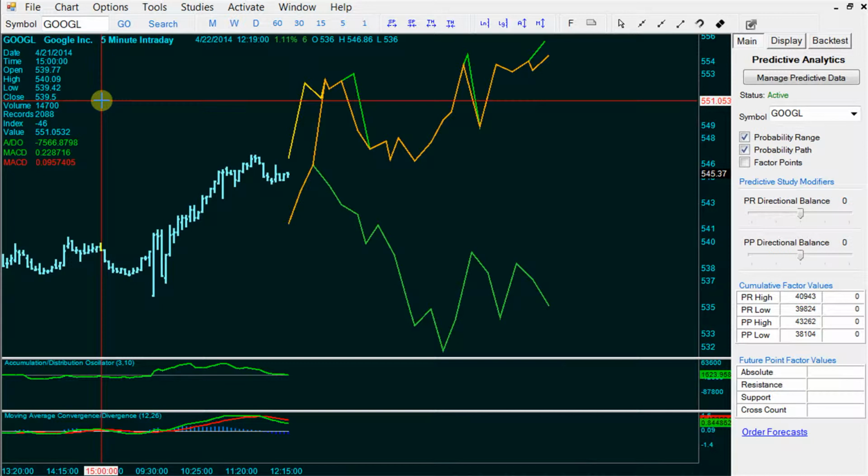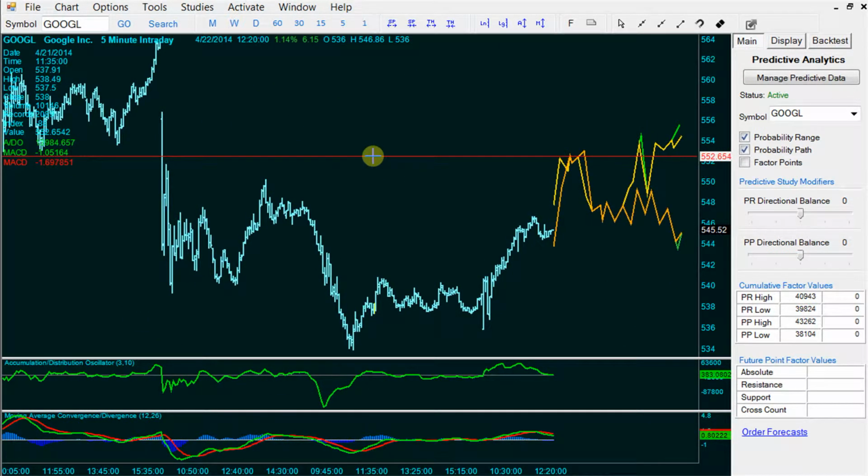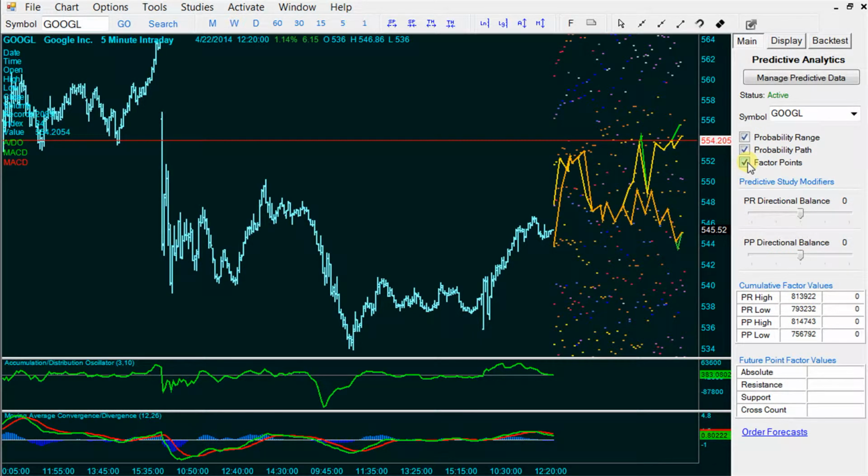This is how the computer model sees the future of Google on a 5-minute intraday chart. There's two different ways the data can be presented: probability range and probability path. Factor points are points derived from crossing symmetry lines described earlier. Each point can be individually analyzed.